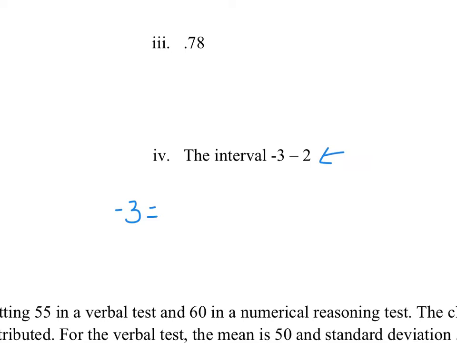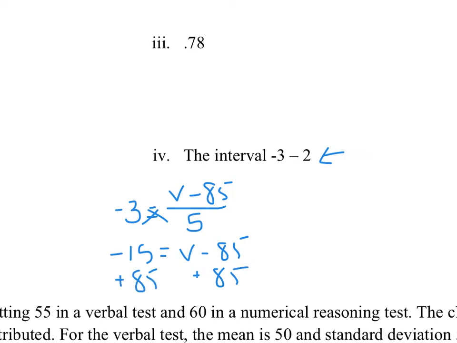So this would be negative 3 equals, you don't know what the value is, you could put x there. I'm just putting v for value. Then you have your mean, divided by your standard deviation. So then you cross multiply, and you get negative 15 equals v minus 85. Add 85, and you get 70. So the first part of the interval is 70. You could write it like this, or you could write it like this. That's what I was trying to say in the last problem. It doesn't really matter.